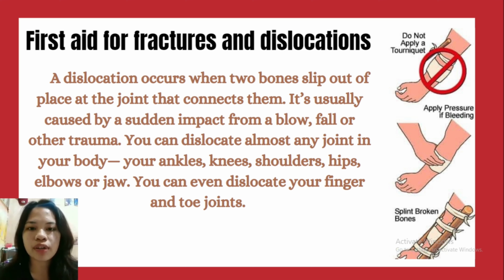First aid for fractures and dislocations. A dislocation occurs when two bones slip out of place at the joint that connects them. It's usually caused by a sudden impact from a blow, fall, or other trauma. You can dislocate almost any joint in your body: your ankles, knees, shoulders, hips, elbows, or jaw. You can even dislocate your finger and toe joints.